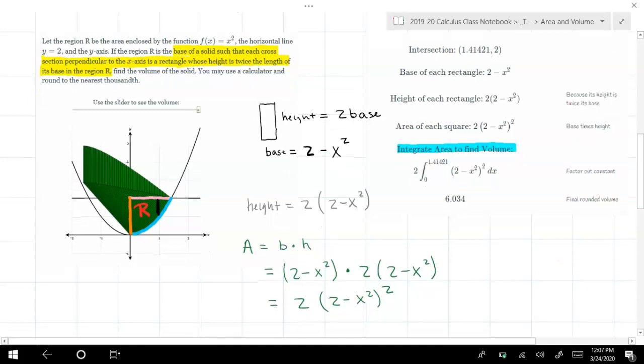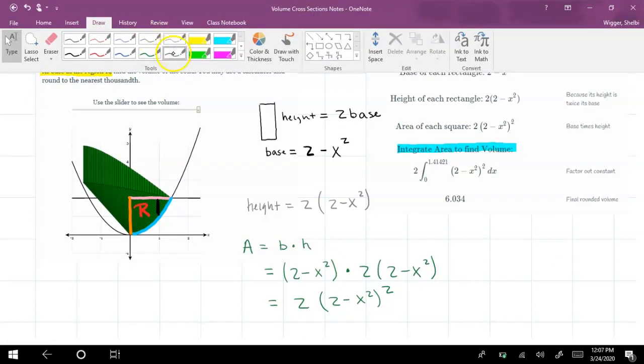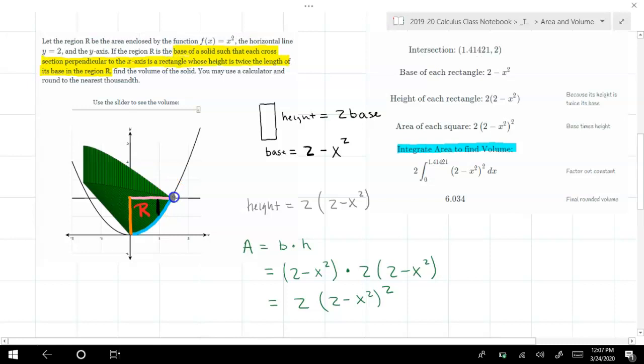Now, using your calculator, you could find this point of intersection. Since we're starting at the y-axis, we know that x equals 0 at the y-axis, and then we need this x value as our upper limit. So we're starting at 0, we end at that point of intersection, integrate the area, and that volume comes out to be 6.034. Its volume, if we knew the units, would be units cubed.